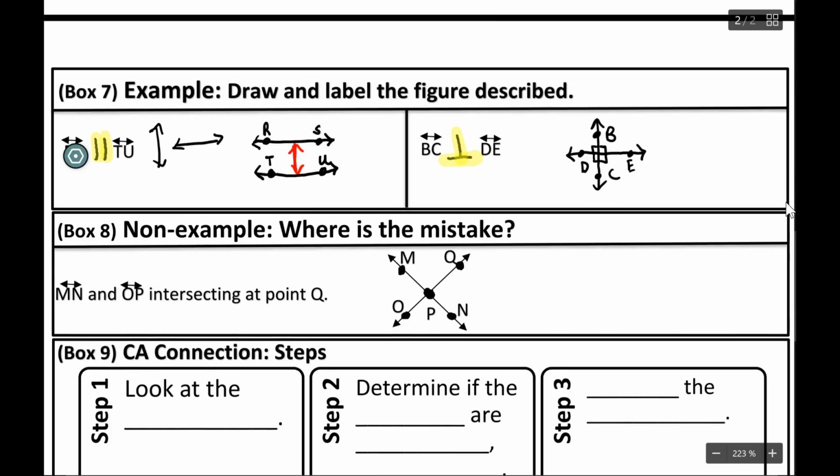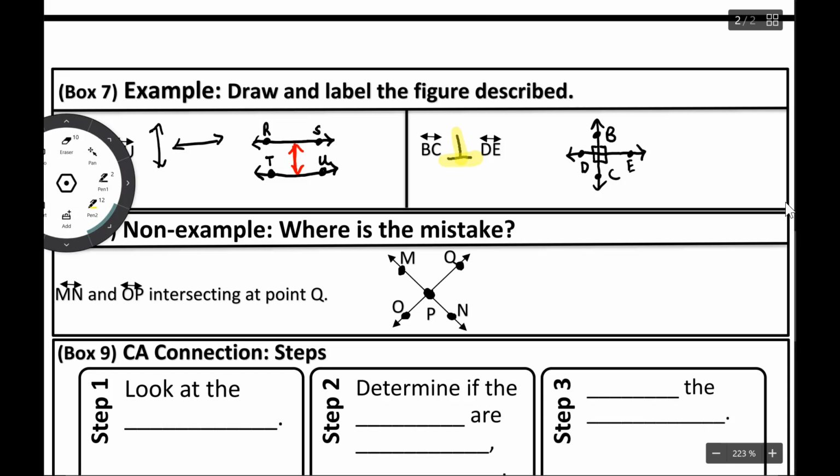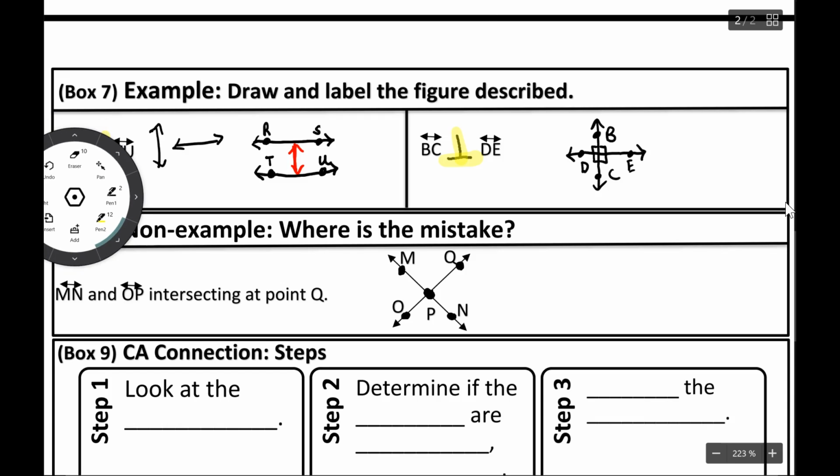Going into our non-example, where's the mistake? They're saying that line MN and line OP are intersecting at point Q. Okay, I'll give you some time to talk to your partner because that's what they wanted you guys to draw. So let's go ahead and figure out where the mistake is at. Well, I see one line right here, which is MN, and I see another line, which is OQ. And the intersecting point right here is point P.